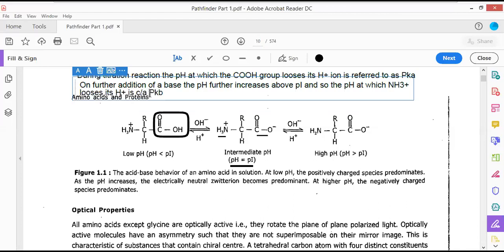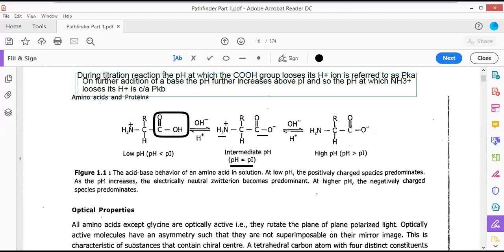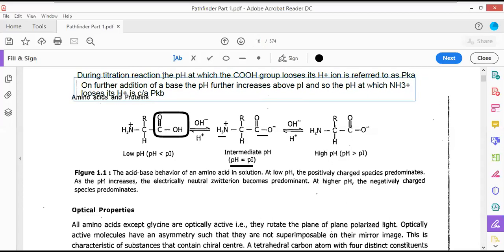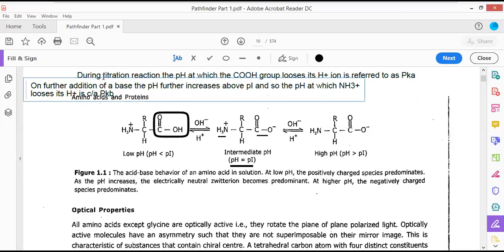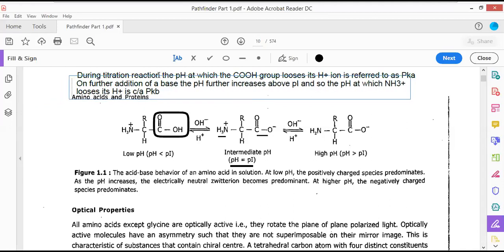I'm just minimizing this so that you can clearly visualize it. Okay, I'm just placing it at the right place. Now it would be fine. On further addition of a base, the pH further increases above pI, and when this particular amino group is going to lose its proton, that pH will be referred to as pKb. So this reaction is taking place at pKa, this reaction is taking place at pKb.